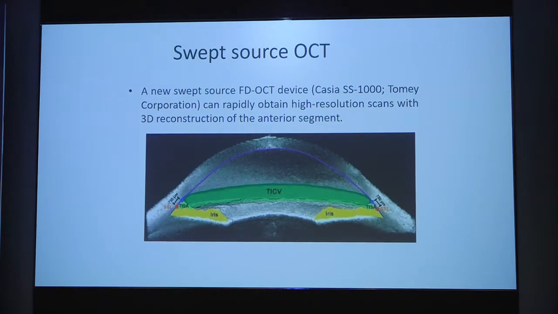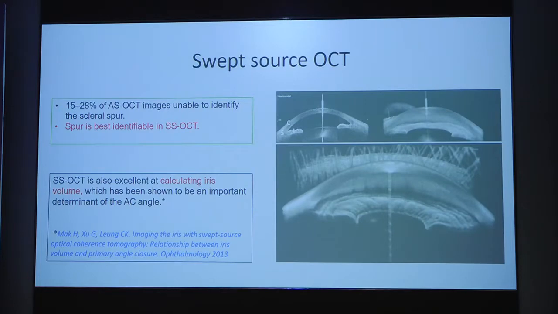The newer modality in this is the swept source OCT device. It is either from Tomey, which is called Cassia, or another called Anterion. It can rapidly obtain high resolution scans with 3D reconstruction. Why is it good? It detects the spur far better than previous versions of OCT, and it is also excellent at calculating iris volume, which has been shown to be a very important determinant of future angle closure disease.